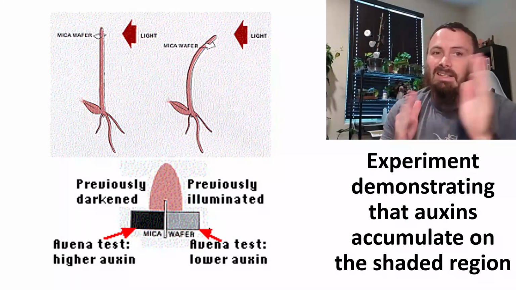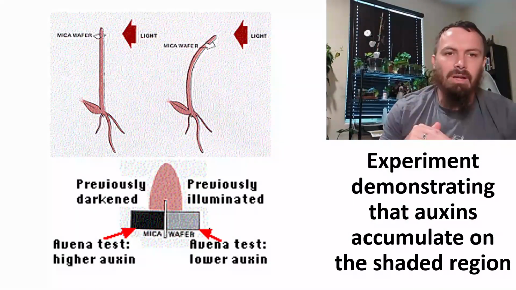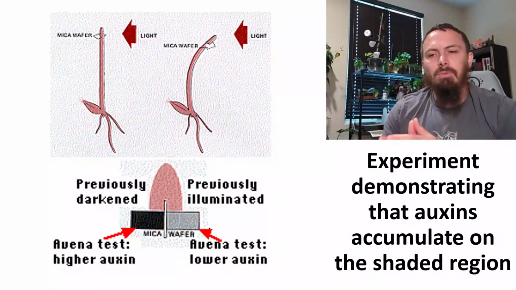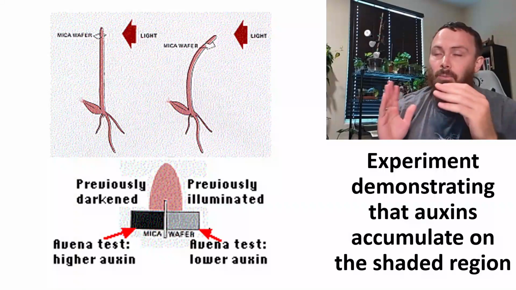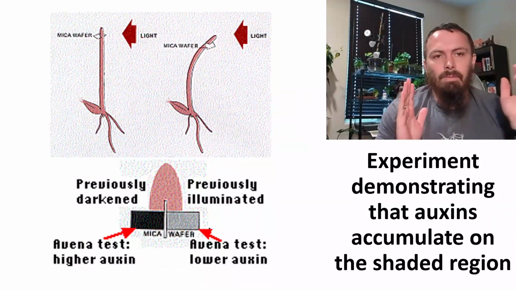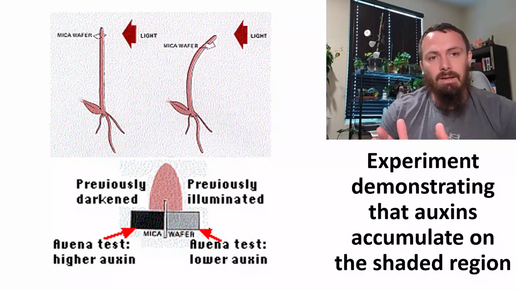And what they found is that it's still bent. It's still bent, demonstrating positive phototropism. Now that's pretty cool because that means that mica wafer did not inhibit the signaling pathways of that plant.